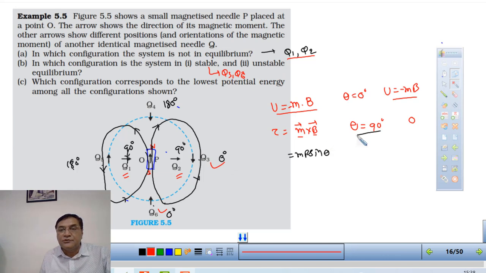So where does that happen? If theta here is 180, then torque is 0 and what will the potential energy be? If theta is 180, then it is mB, because cos 180 is minus 1, minus times minus gives plus. So here and here, it is 180, right? So these two positions will be the answer. Which positions? 5 and 4. So Q4 and Q5, where you get maximum potential energy and torque 0. So it is called unstable equilibrium.